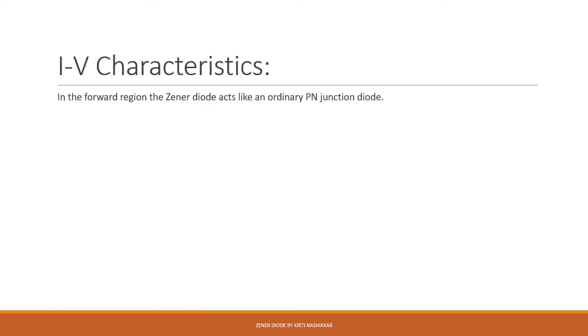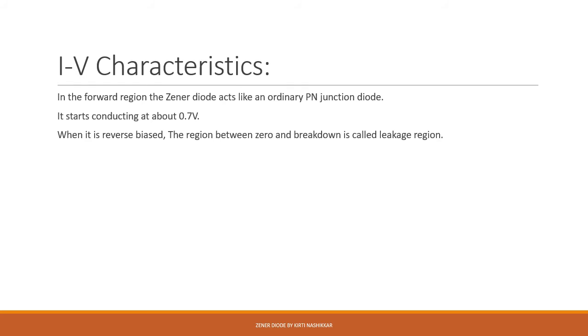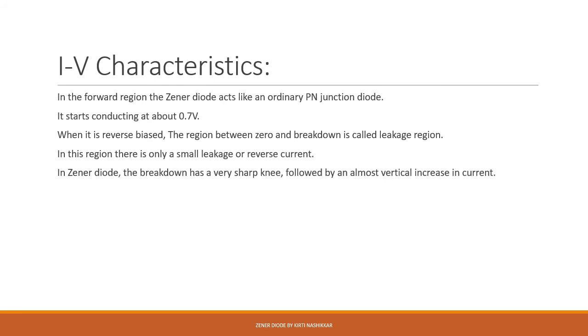Now the IV characteristics. In the forward region, the Zener diode acts similar to the PN junction diode. It starts conducting at about 0.7 volt. If it is a silicon Zener diode, then definitely its knee voltage, or cut-in or offset voltage, will be 0.7 volt. We know that. Now we are more interested in the reverse region, reverse biasing. The region between 0 and breakdown is called the leakage region, where we are getting the leakage current. In this region, there is only a small leakage or reverse current.